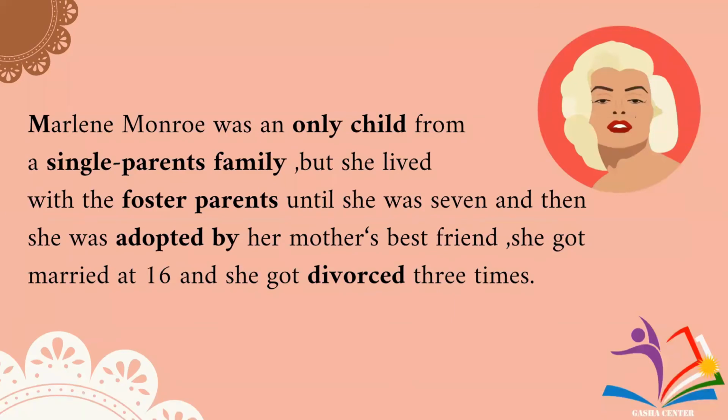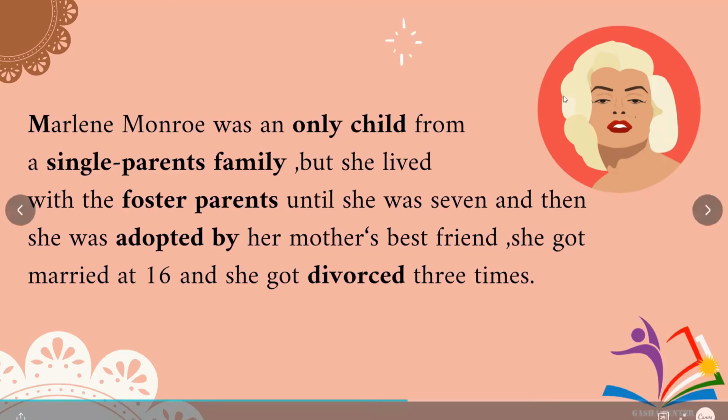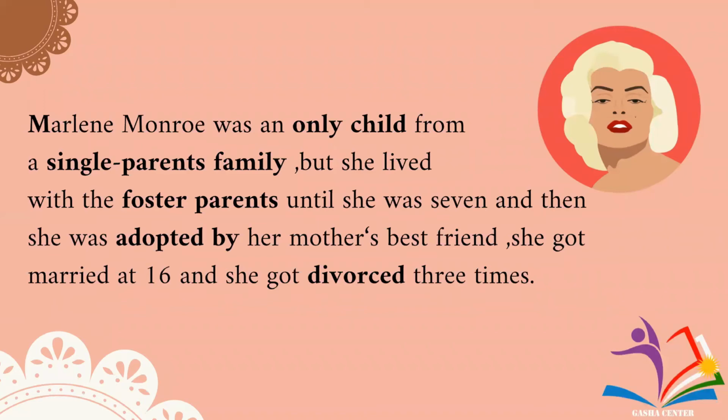Okay, Mr. Muayyad, are you with us? Yes, I am here. Could you please read it? Marilyn Monroe was an only child from a single parent family, but she lived with foster parents until she was 7, and then she was adopted by her mother's best friend. She got married at 16 and she got divorced 3 times.